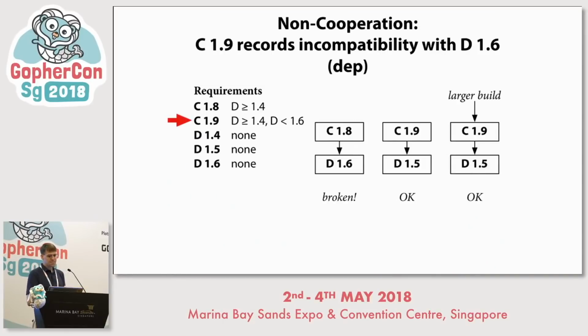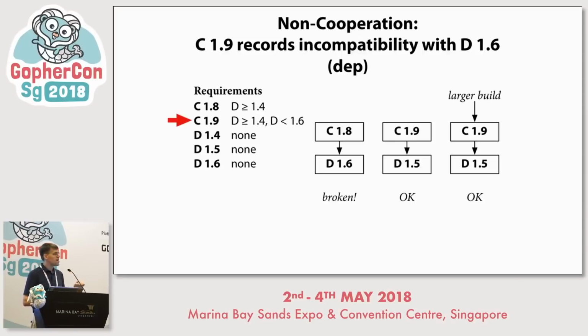In contrast, the dep design, following Bundler and Cargo and most other systems, allows one package to document an incompatibility with another. So for example, when C's author finds out that C 1.8 doesn't work with D 1.6, dep allows and encourages issuing a new version, C 1.9. And C 1.9 is the same code, but it documents that it needs D later than 1.4, but before 1.6. And the idea is that documenting the incompatibility helps dep avoid it in future builds.